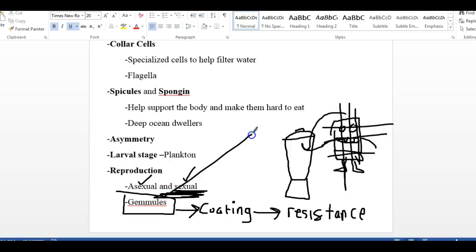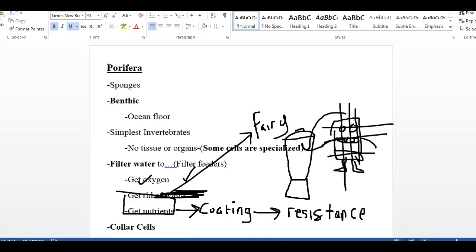If you remember, we watched the video on the fairy shrimp in the desert that only reproduce when there's a certain amount of water. Kind of the same thing. This might produce a gemmule, a little covering or coating, and then when conditions are just right, it would start to develop. So that's kind of a rough and quick view of the Porifera. Hopefully that gives you a good start.